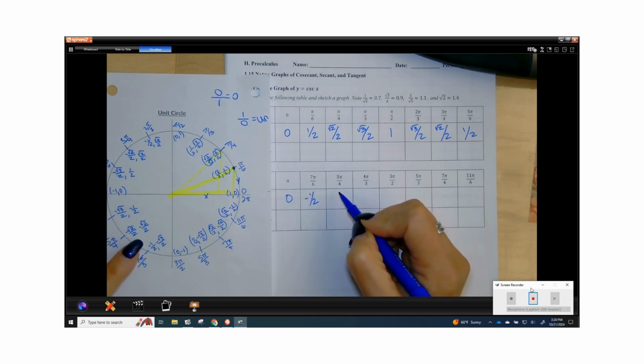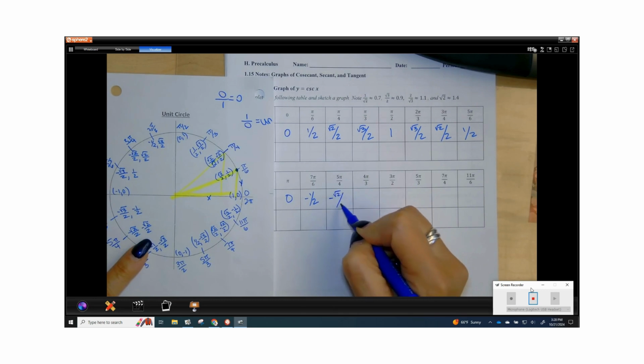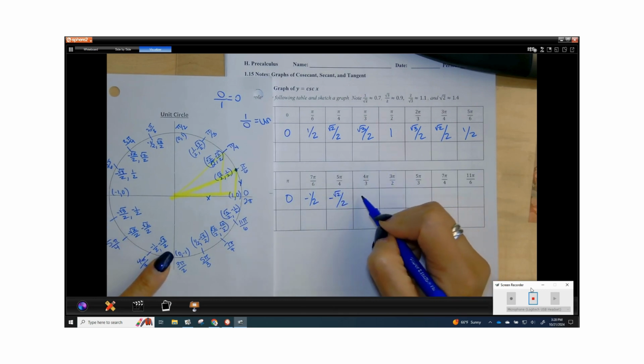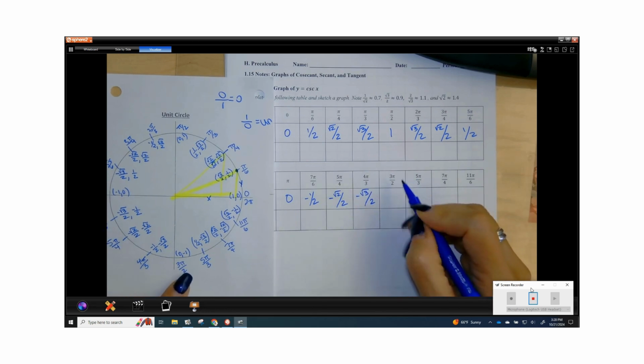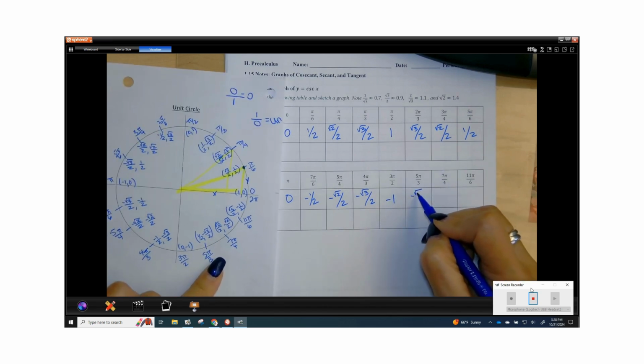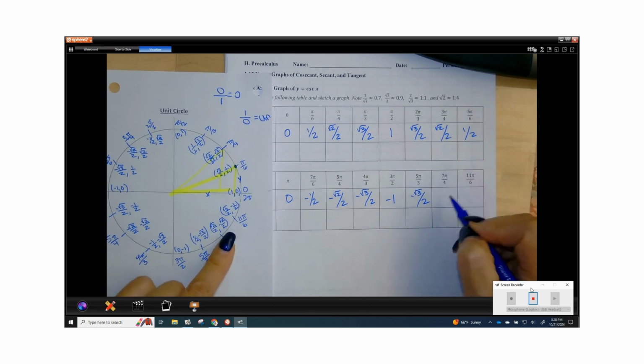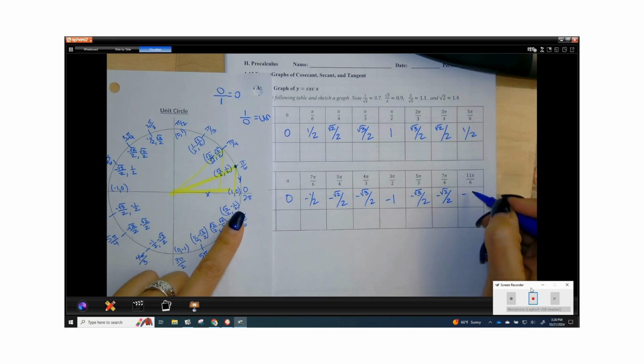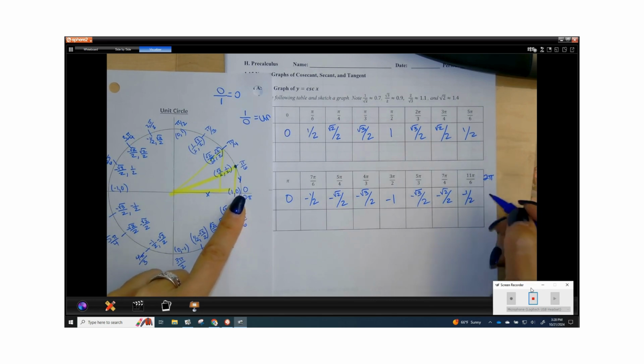5 pi over 4 is negative square root of 2 over 2. 4 pi over 3 is negative square root of 3 over 2. 3 pi over 2 is negative 1. 5 pi over 3 is negative square root of 3 over 2. 7 pi over 4 is negative square root of 2 over 2. Then 11 pi over 6 is negative 1/2. And I'm just going to write it in so it is there. 2 pi, it is back at 0.